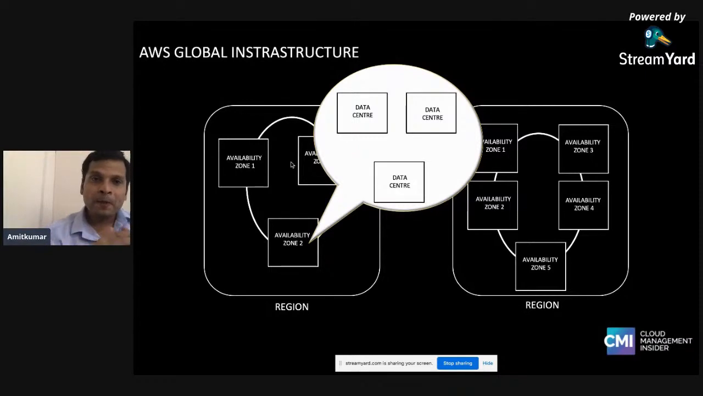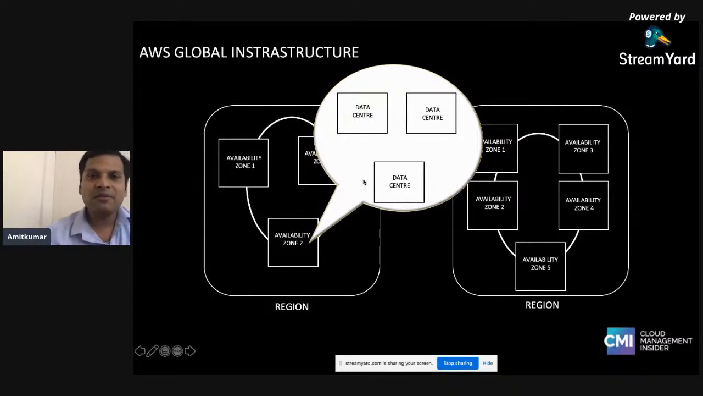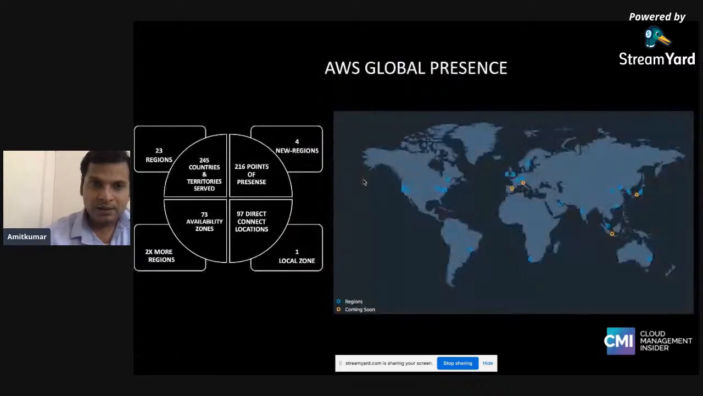But here we are going far beyond the local network, and we are allowing the consumers of the service to create clusters in two different physical locations. That gives you a great amount of fault tolerance and high availability. That's the power of the physical construct of the AWS global infrastructure. So you have a region, and within a region you have multiple availability zones, minimum 2, and an availability zone is nothing but a cluster of data centers.